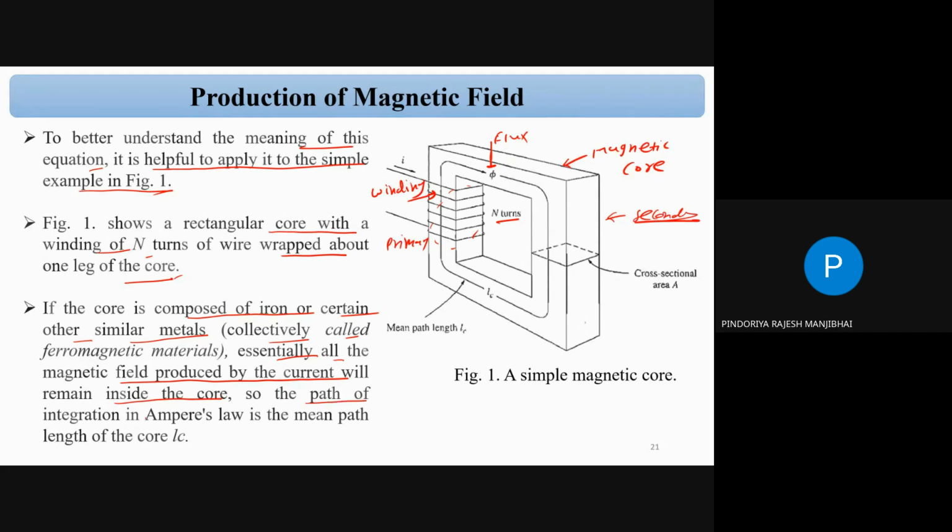So the path of integration in Ampere's law is the mean path length of the core, that is lc. You can see lc is nothing but the length of the core. Correct? So you can see this is the length of the core. This is your lc. Okay, l indicates length and c indicates the core.